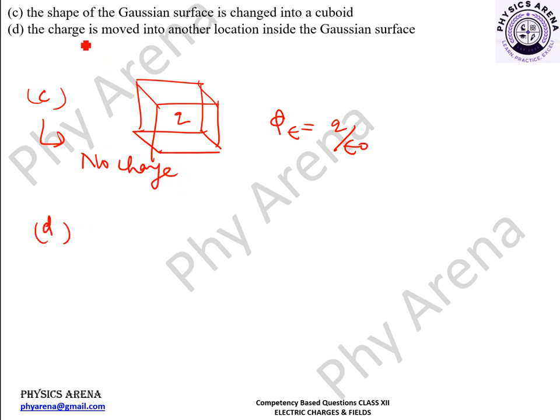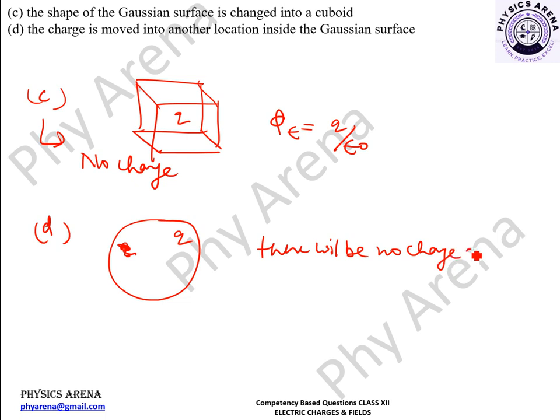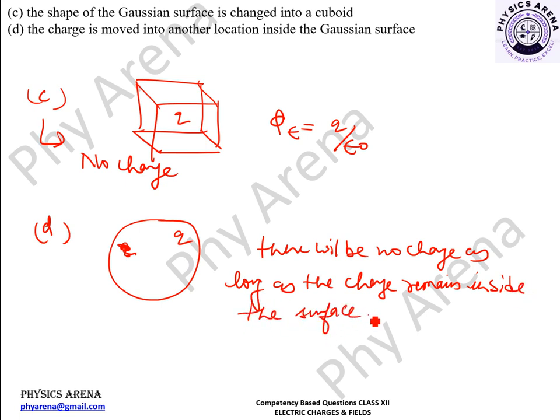And for part D, if the charge is moved into another location inside the Gaussian surface. So we are having the Gaussian surface. Earlier, if the charge was here, now I have taken this charge from here to this place. Again, there will be no change as long as the charge remains inside the surface. If it comes out of the surface, then flux will become 0. So we have to take all the charges that are inside only, and we do not bother about the charges that are present outside. So for part D, there will be no change.